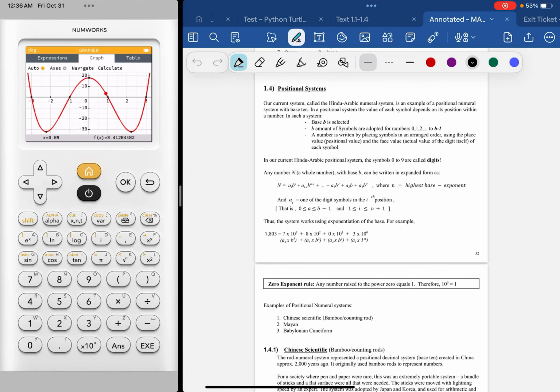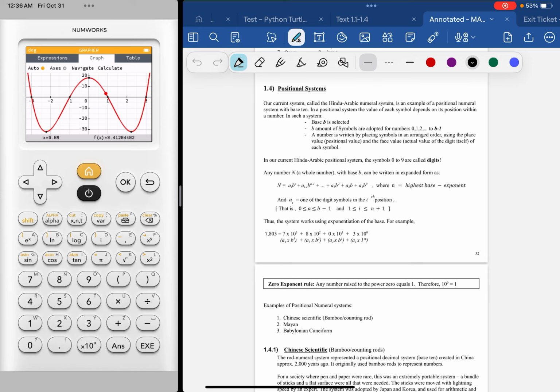All right, so now we're going to learn about positional systems. Our current system, called the Hindu-Arabic numeral system, is an example of a positional numeral system with base 10. In a positional system, the value of each symbol depends on its position within a number. In such a system, a base is selected. There would be a certain amount of symbols corresponding with the base that's selected.